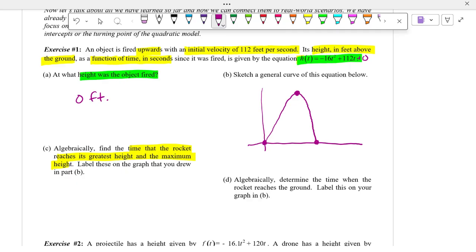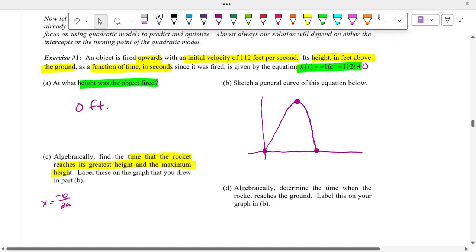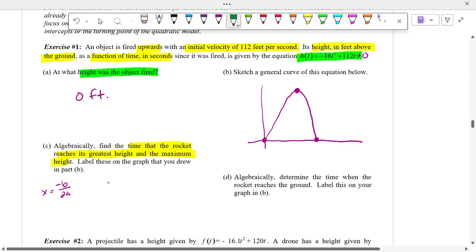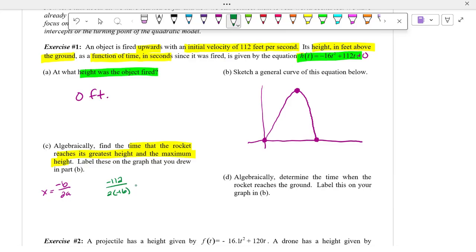So who remembers how to find negative b over 2a? Good. So we're going to start by doing negative b over 2a to get the x value of the vertex. So what's b? 112. So negative 112 over 2 times negative 16. This will be negative 112 over negative 32. It's negative 16 times a positive 2. The negative's in the b value. So we know our answer is going to be positive because we have a negative divided by a negative.